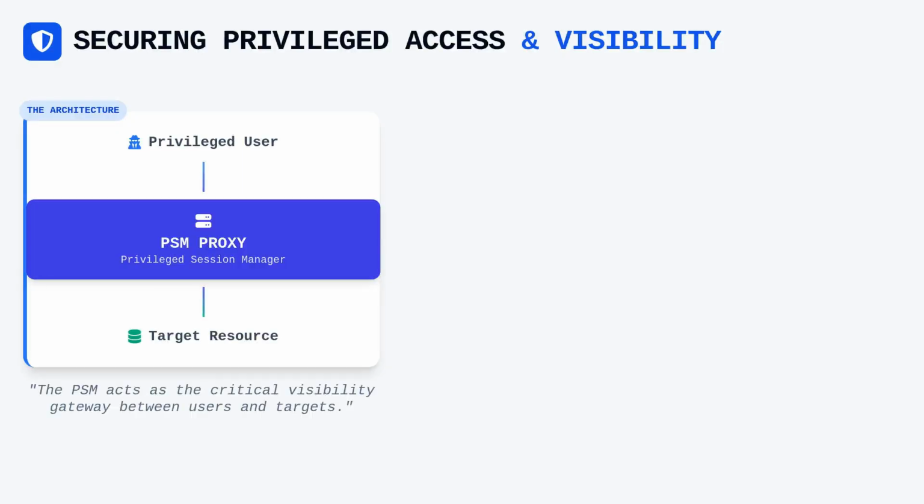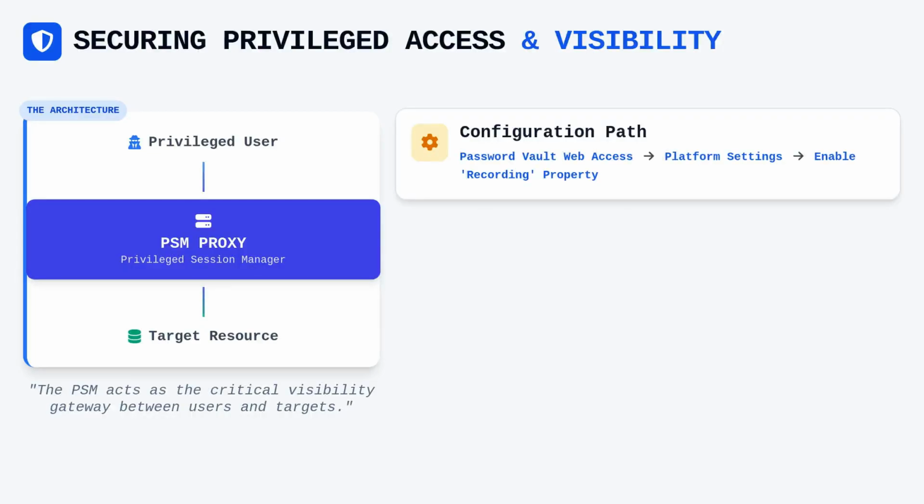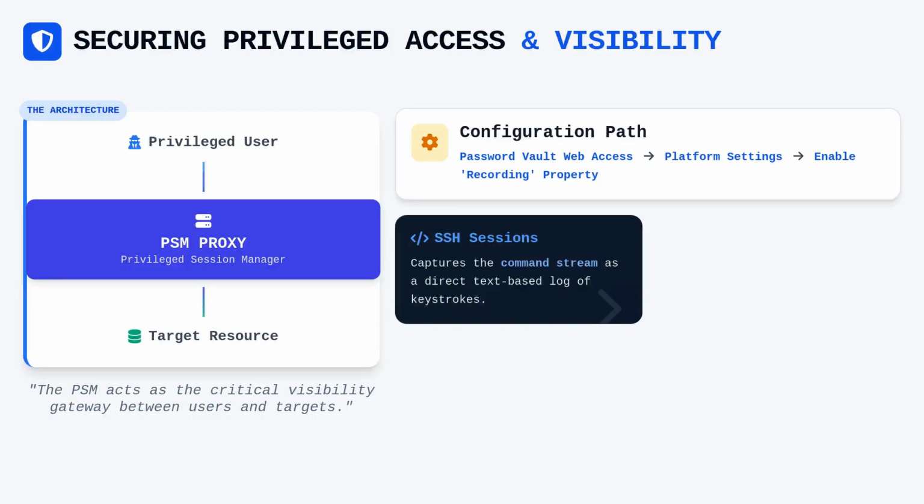To enable detailed keystroke logging for SSH sessions, we must configure the platform settings within the Password Vault web access. This involves navigating to the specific platform associated with the target account and ensuring that the recording property is enabled. By default, the recording settings allow for text-based logging of the command stream that passes through the PSM proxy.